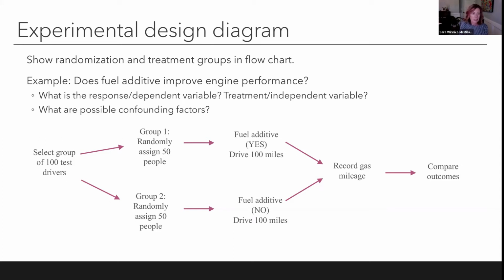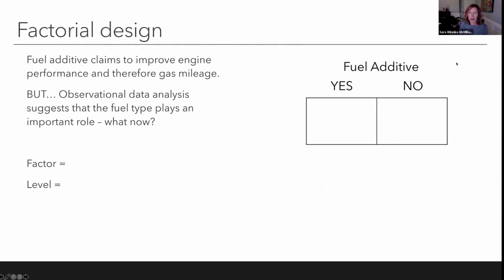These flowcharts are really common and they're really helpful when things get complicated. All right. So let's go back to our example. Say now that we notice that actually this fuel additive might be important, but that observational data has shown us that fuel type also plays an important role. So what do we do now?